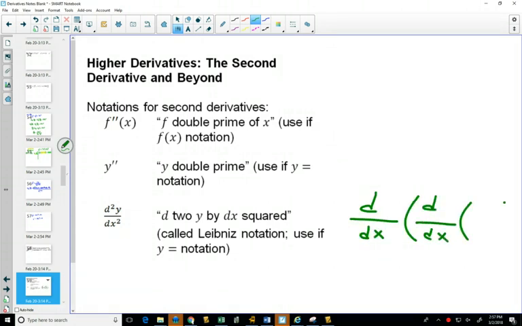When you do d dx of something, that means take the derivative of that something. So if I did d dx of d dx, I'm doing that twice. That's why the squared on the top goes with just the d. And maybe the bottom should have brackets, but it doesn't. So that's the notation for the second derivative.